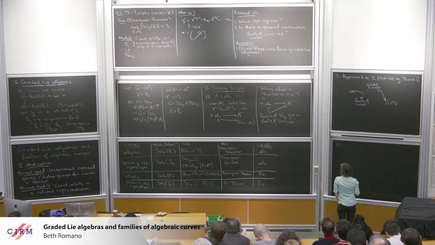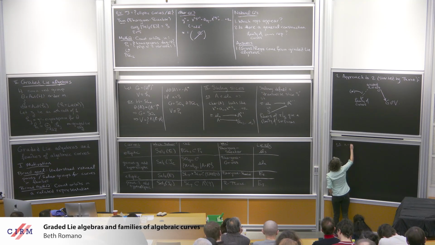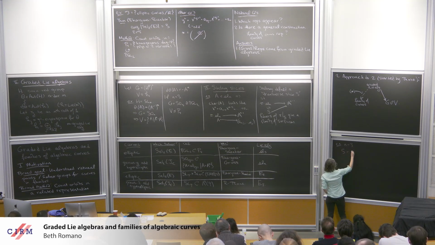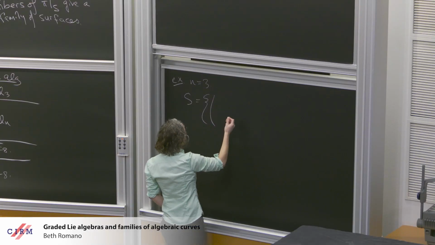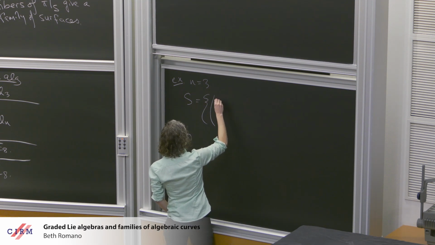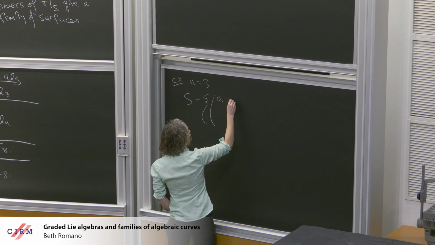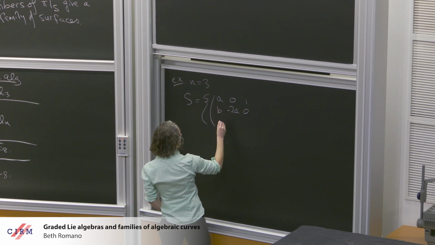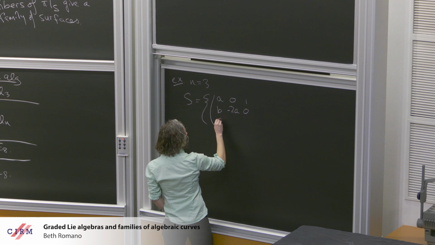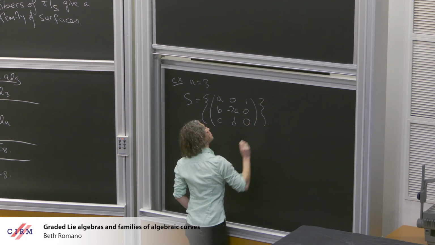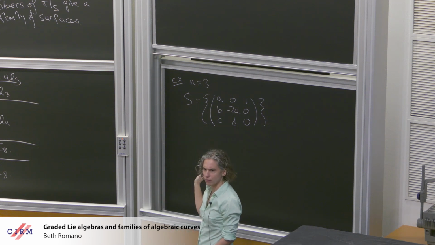So an example, if we're looking at just n equals 3, then S, depending, okay, so there are some choices. If you make the choice that I want to make, your S looks like the following. We've got a, 0, 1, minus 2a, 0. This we'll say is b. This we'll say is c, d, 0. So it's all matrices of that form.